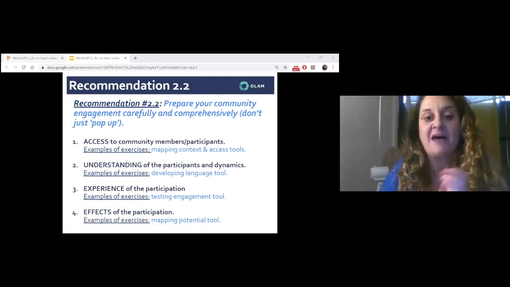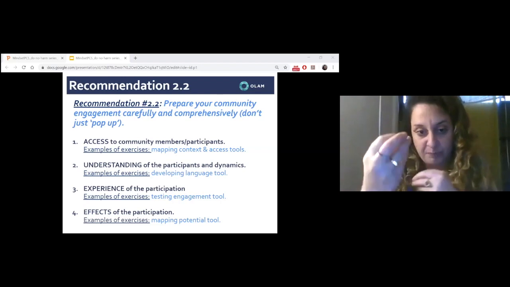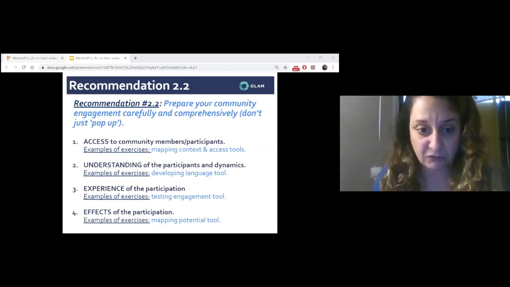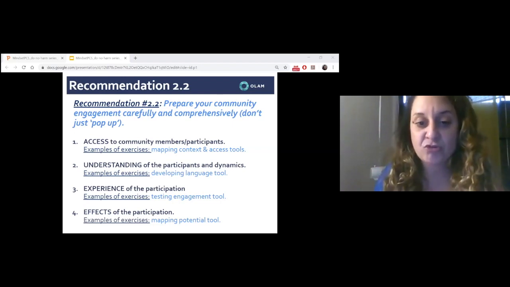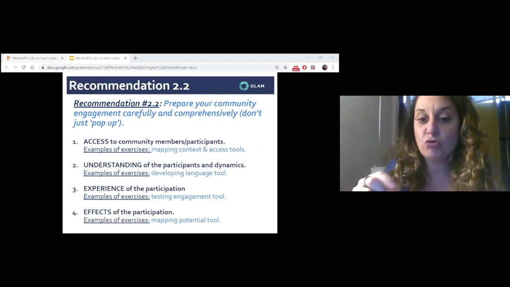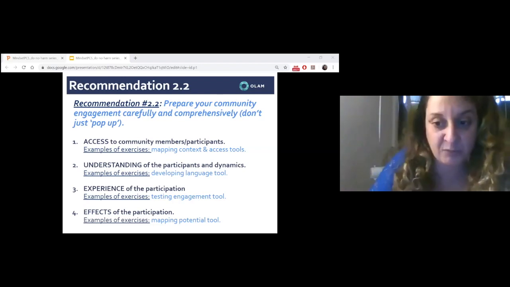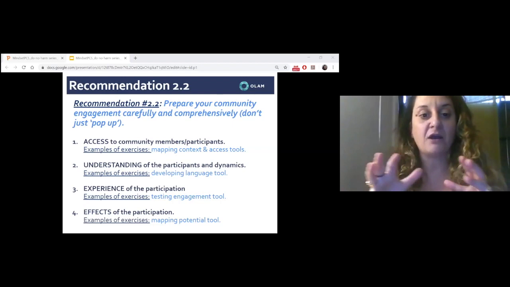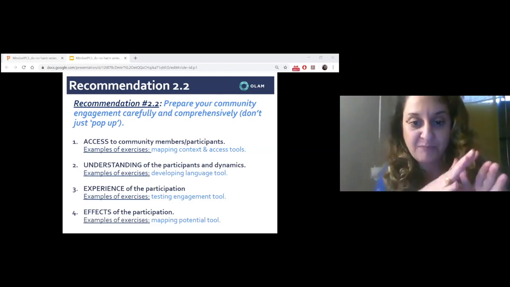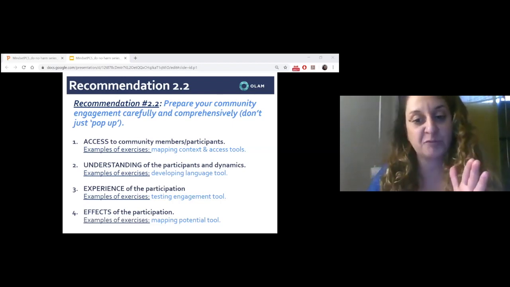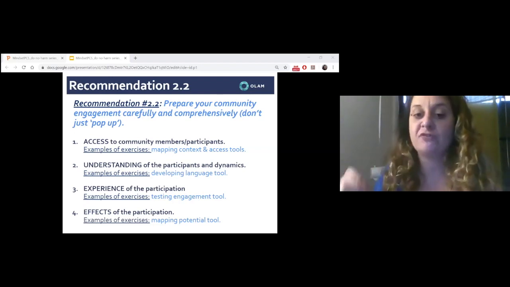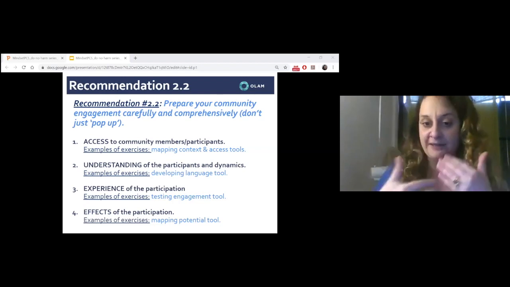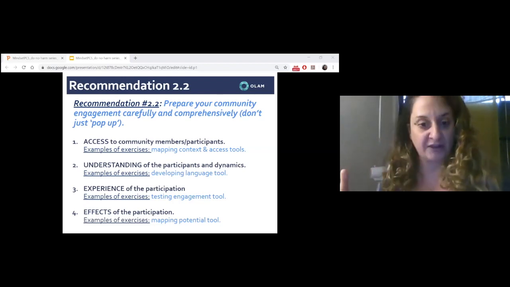category is about preparing the experience, preparing the community engagement experience. And here I'm referring to the testing engagement tool that can help us map the experience of the engagement from the participant perspective. So it's like a customer journey map. It builds a picture of what a participant experiences from the beginning of the engagement through the end. So it's really good for planning purposes, and it can help us anticipate risk and challenge.